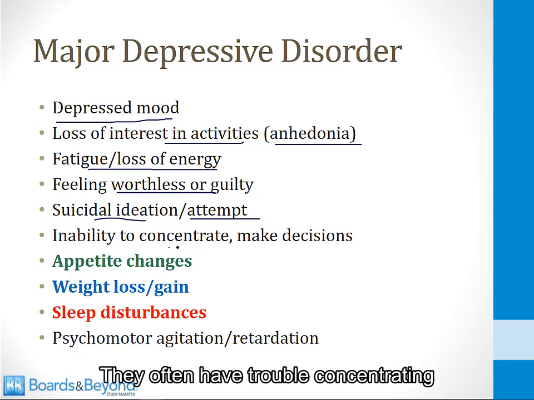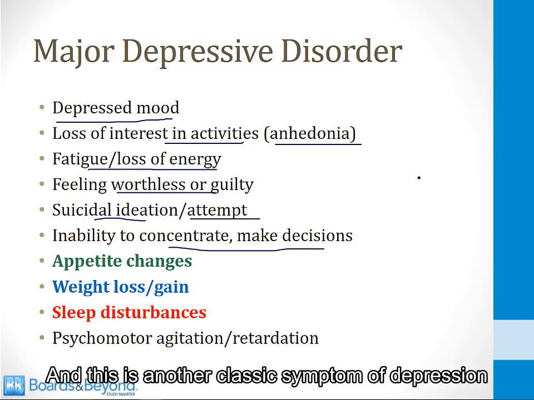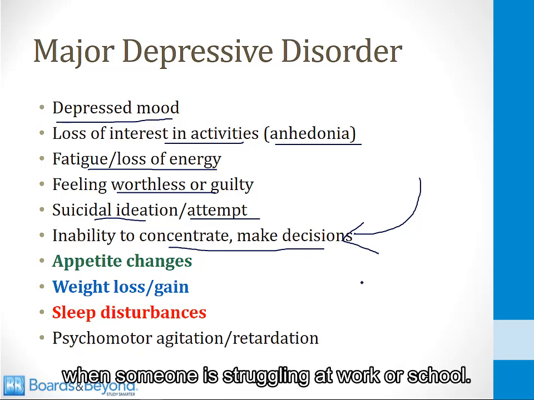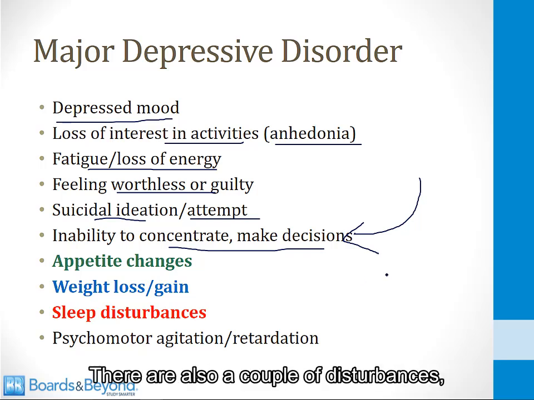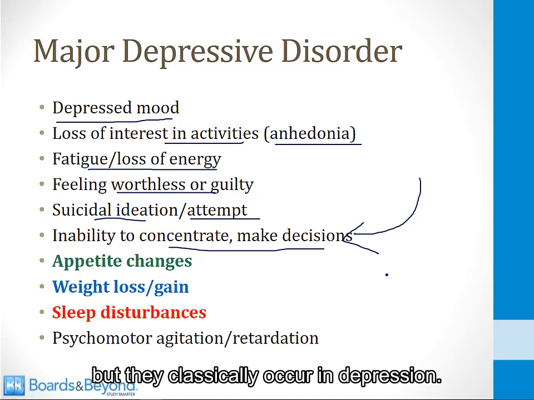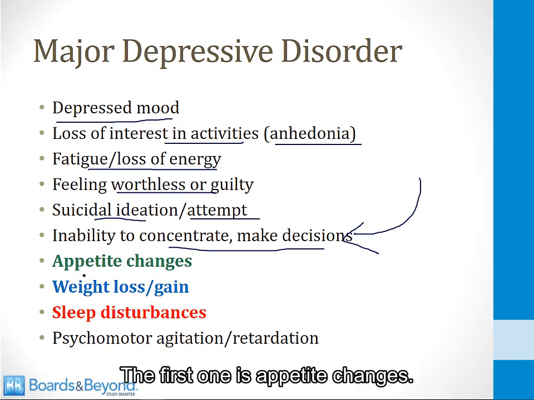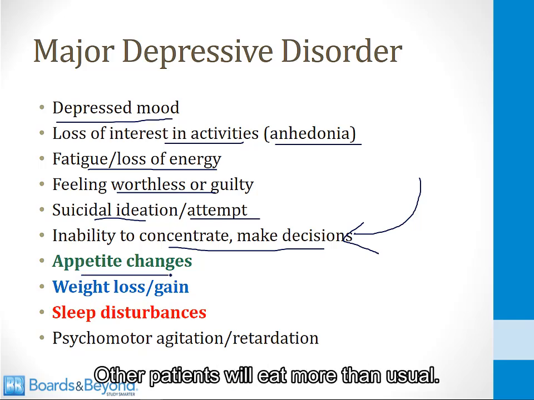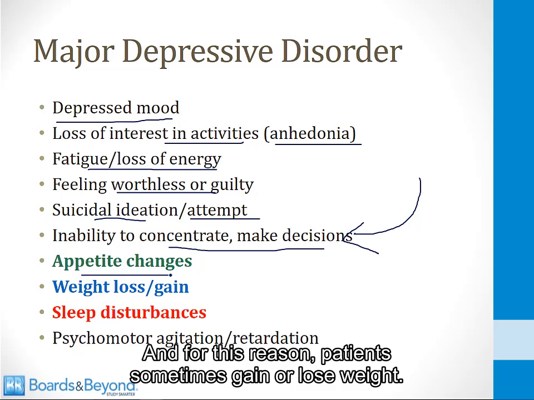They often have trouble concentrating and making decisions, and this is another classic symptom of depression and something you have to consider when someone is struggling at work or school. There are also a couple of disturbances which people often don't associate with psychiatric conditions, but they classically occur in depression. The first one is appetite changes. So some patients will lose their appetite when they're depressed. Other patients will eat more than usual. And for this reason, patients sometimes gain or lose weight.